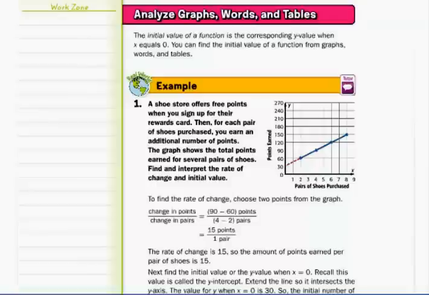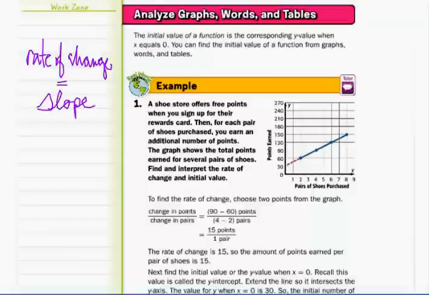So first of all, what I want to talk to you about, just review a little bit. Whenever you're talking about the rate of change, remember that also equates to the slope of a line. So the rate is the slope. So whenever you have y equals mx plus b, this is our slope-intercept form of a line, the rate always goes right here. That is the slope. All right?